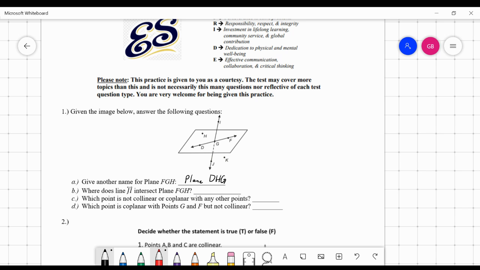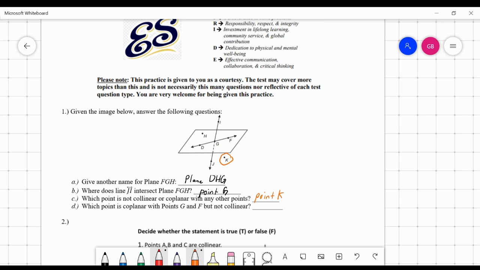B, where does the line JI intersect plane FGH? Okay, well, this line intersects the plane here at point G. Which point is not collinear or coplanar with any other points? So the only point that's not on the plane and it's not collinear is going to be point K.